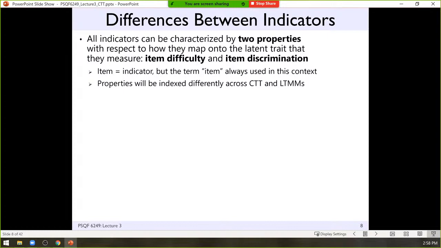So the terms are item difficulty and item discrimination to be consistent with the broader literature, like that's always what it's called. But you can think indicator, right? Just sticking with the idea that the observed variable that you have, that thing, has a difficulty and it has a discrimination.